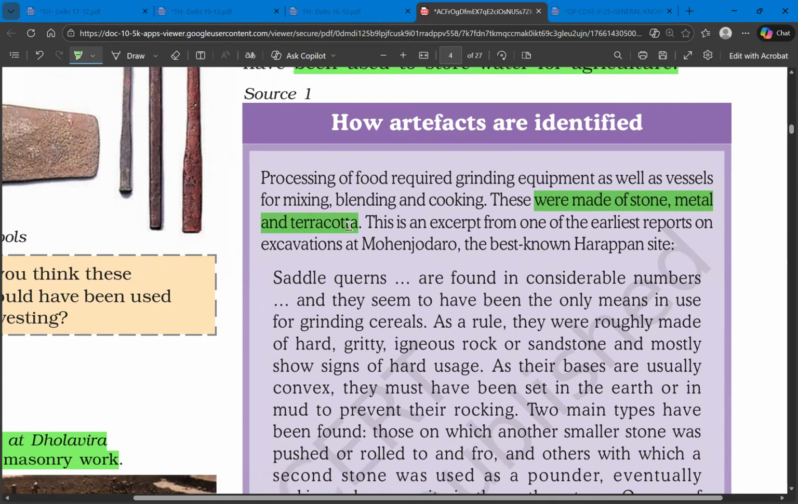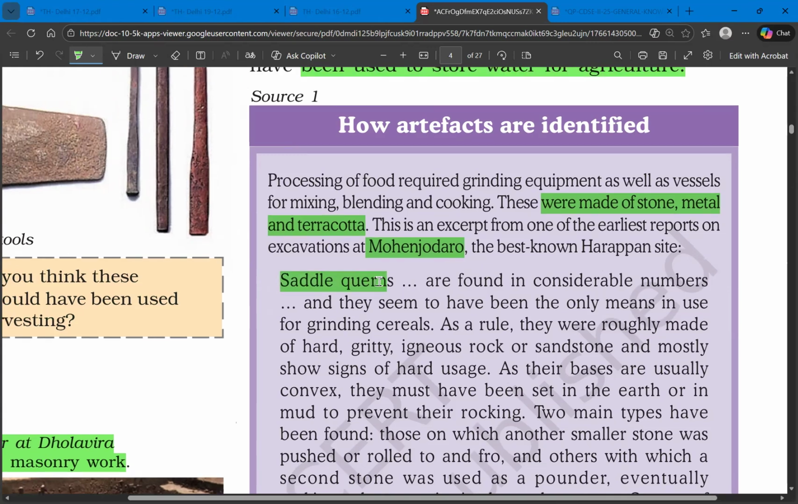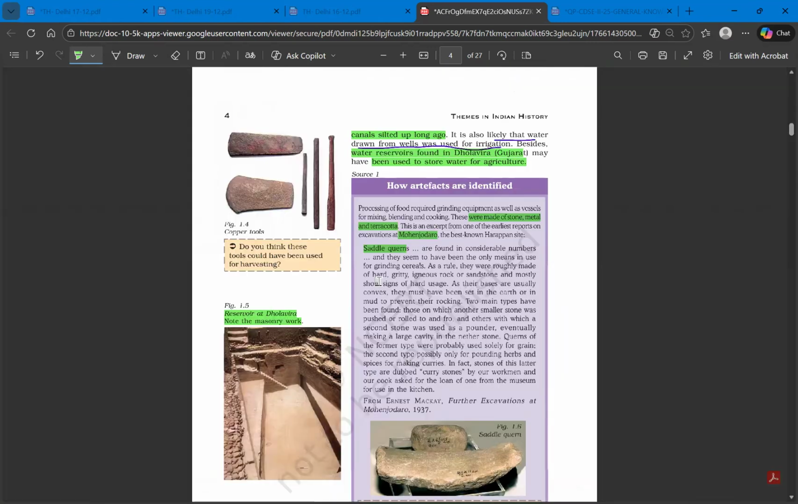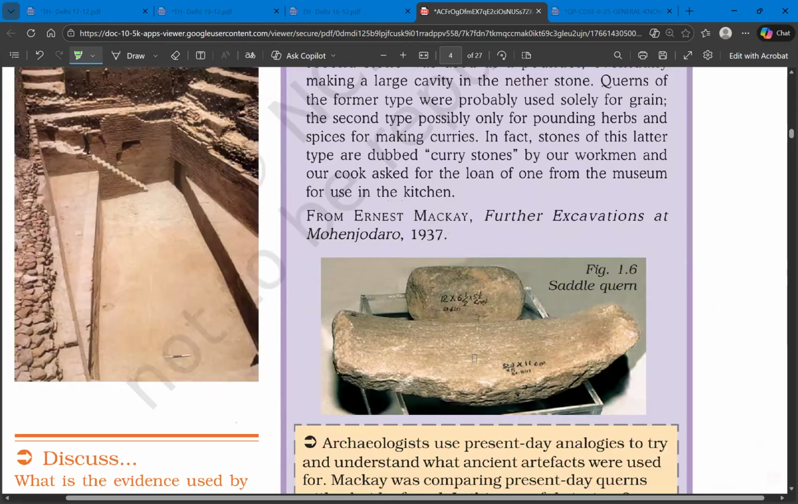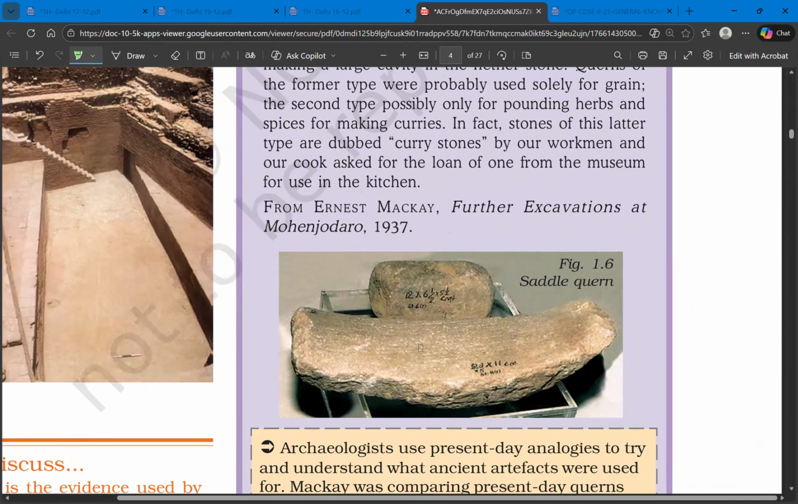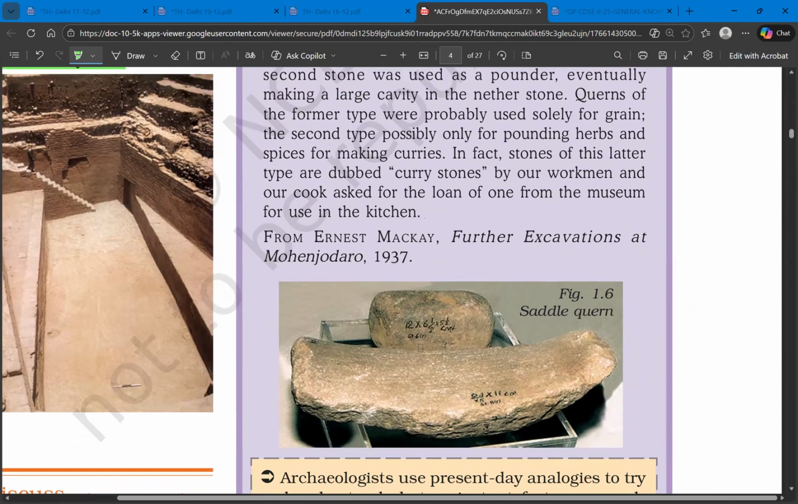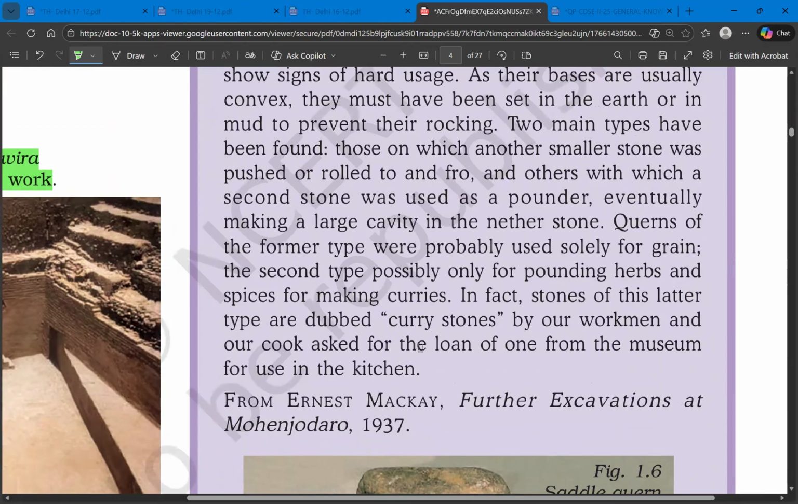This is an excerpt from one of the earliest reports on excavations at Mohenjo-daro, the best known Harappan site. So at Mohenjo-daro, what was found? Saddle querns. So what are saddle querns? Here, if you see, this is a saddle quern which is used to grind the grains in the process of making food.